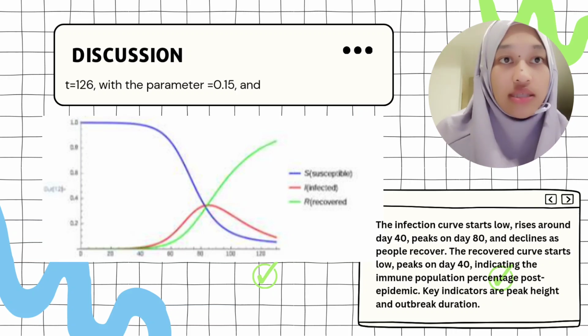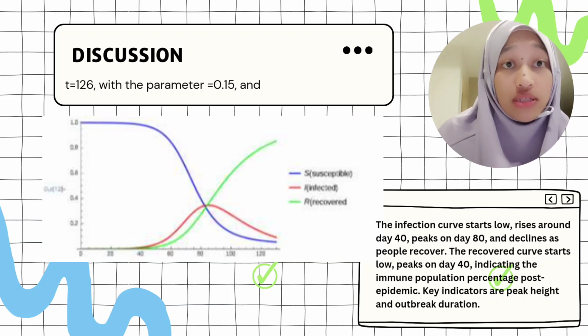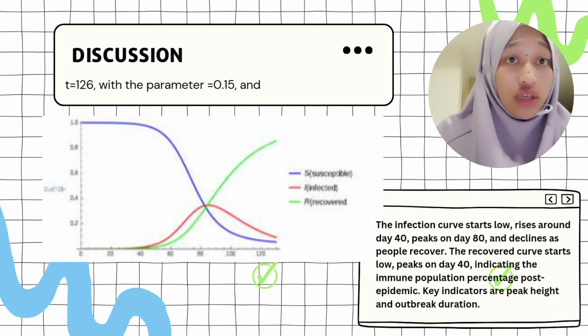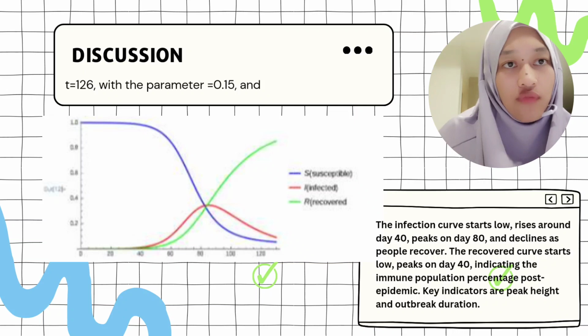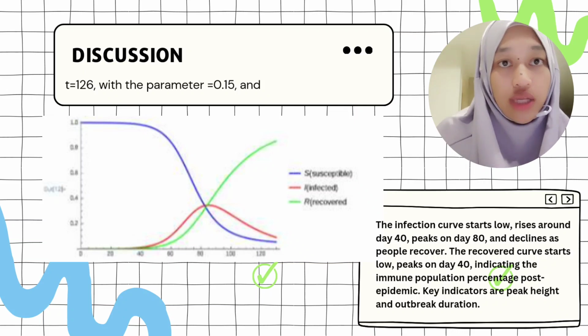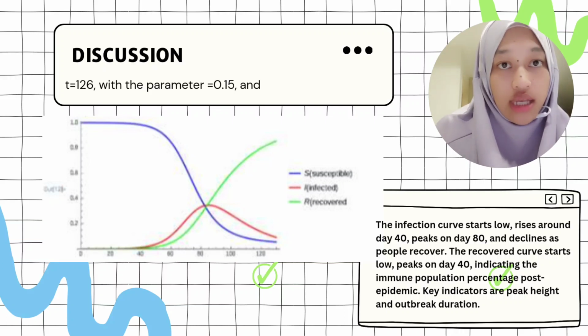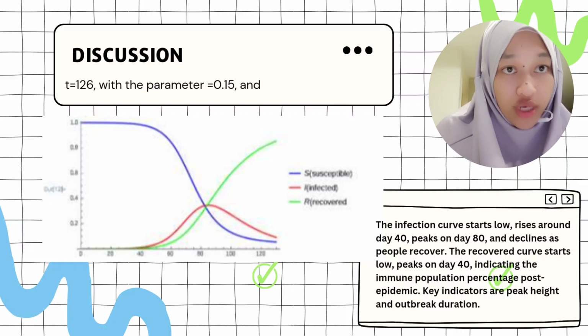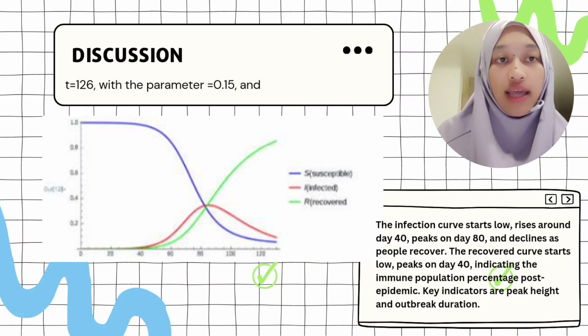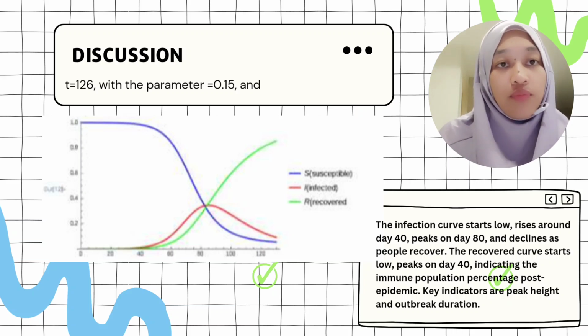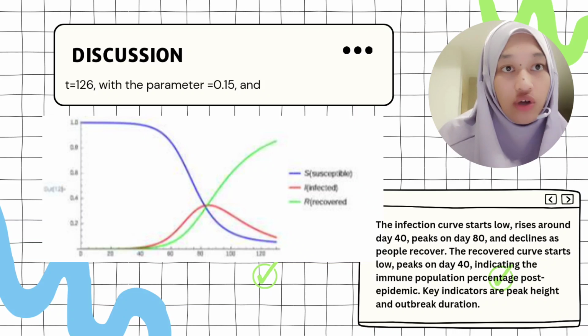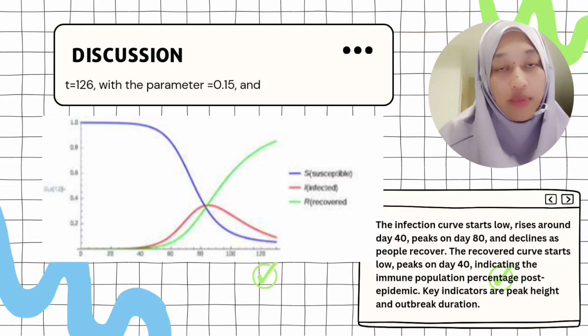The infection curve begins at a low level and begins to increase around the 40th day as individuals become sick. It reaches its highest point on the 80th day and then begins to decrease as individuals recover. Indicators of the intensity of the epidemic include the peak height and length of the outbreak. As patients begin to recover from the sickness, the recovered curve begins at a low point and steadily climbs until it reaches a high point at the 40-day mark. Its ultimate level provides information on the percentage of the population that is immune following the epidemic.